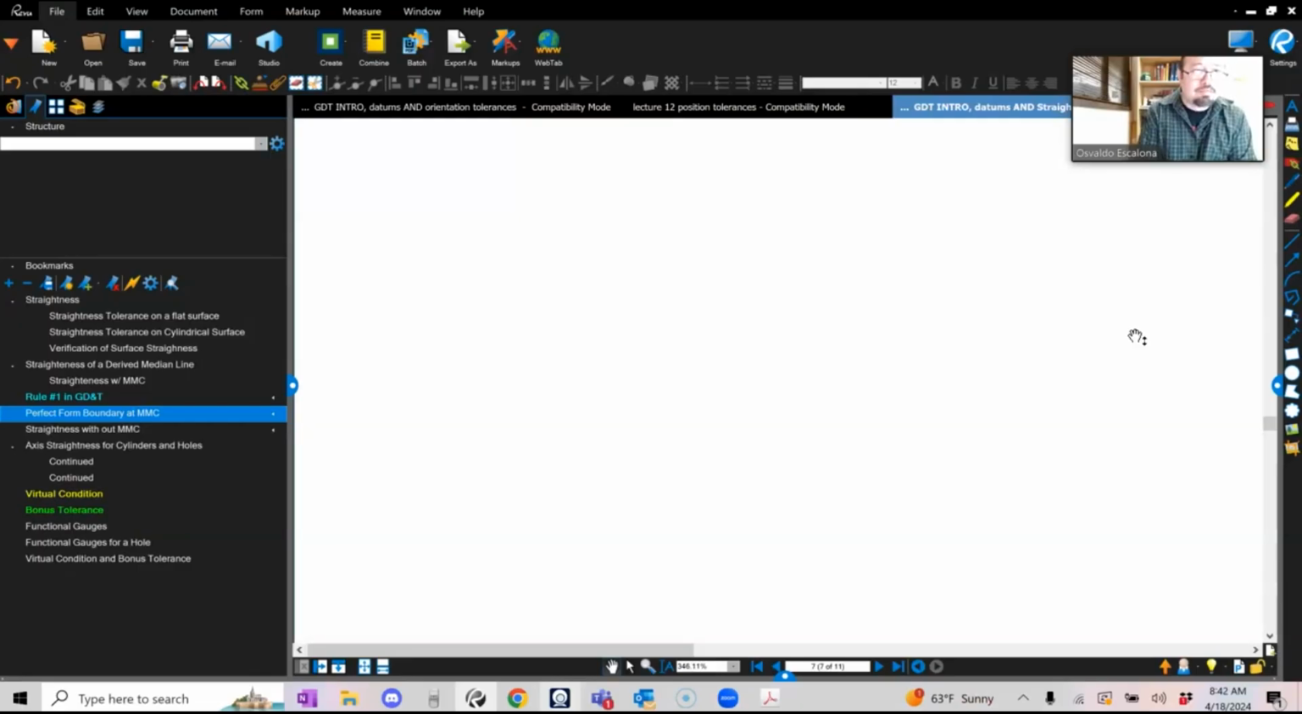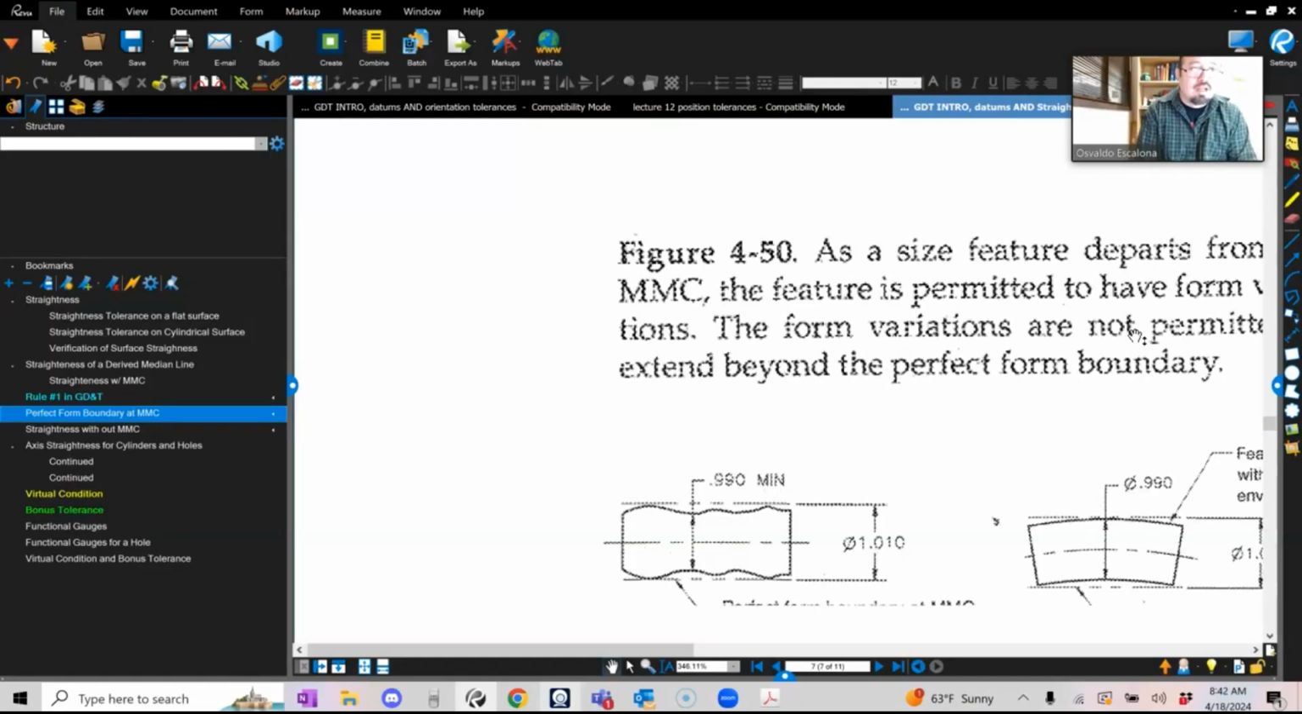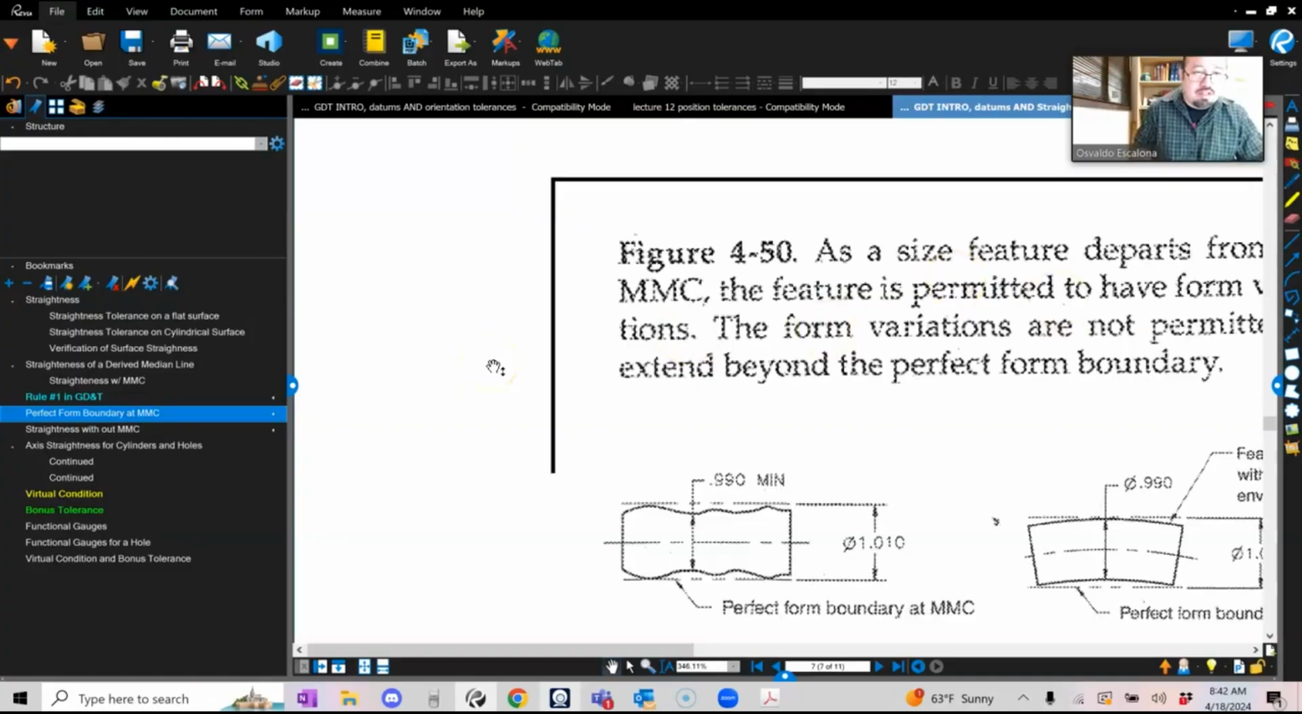Come on, computer. The size feature, come here.